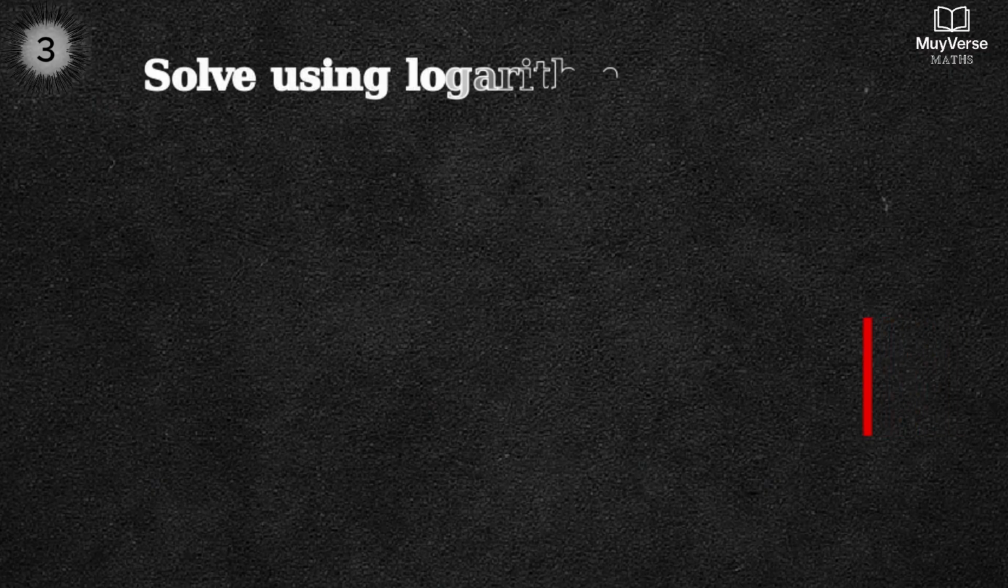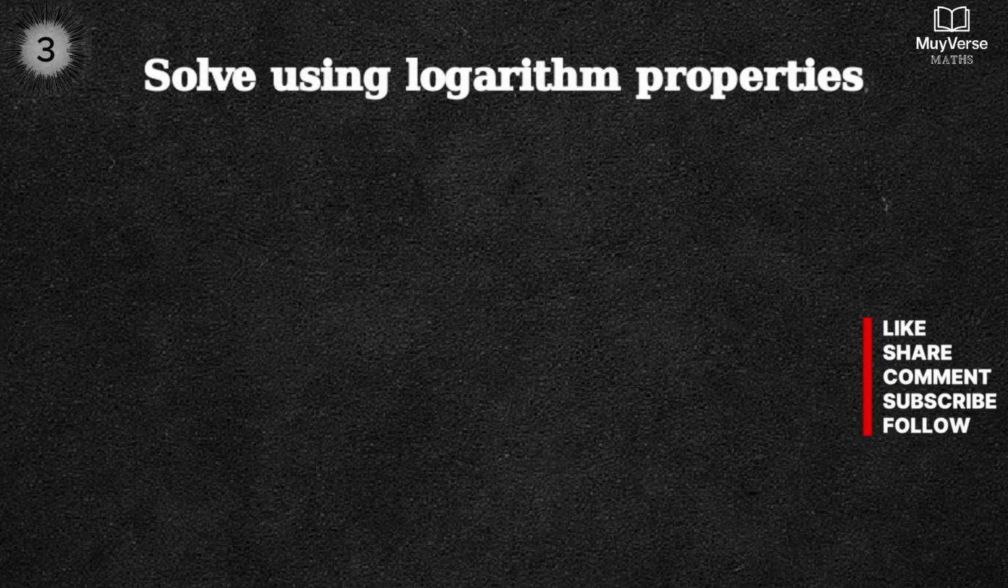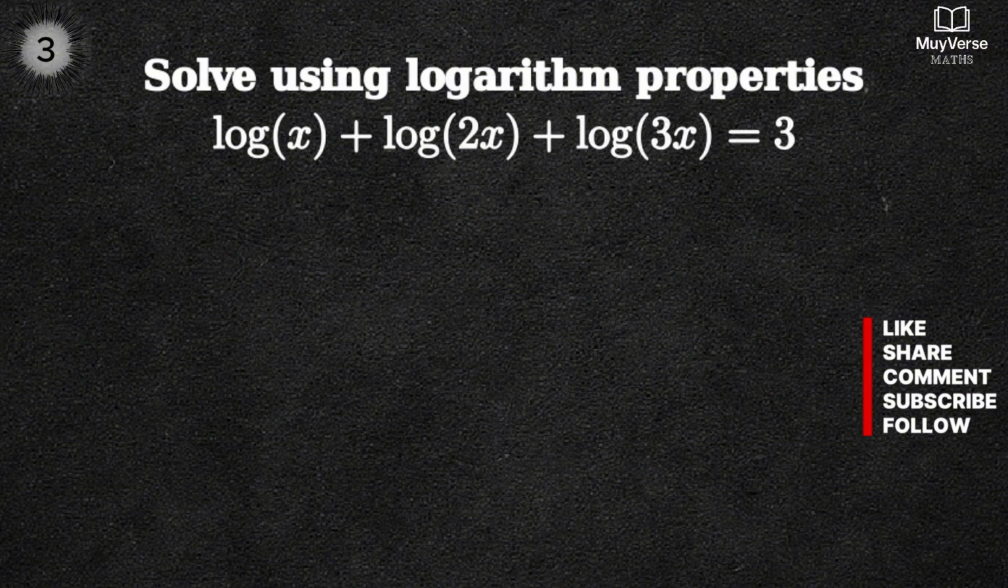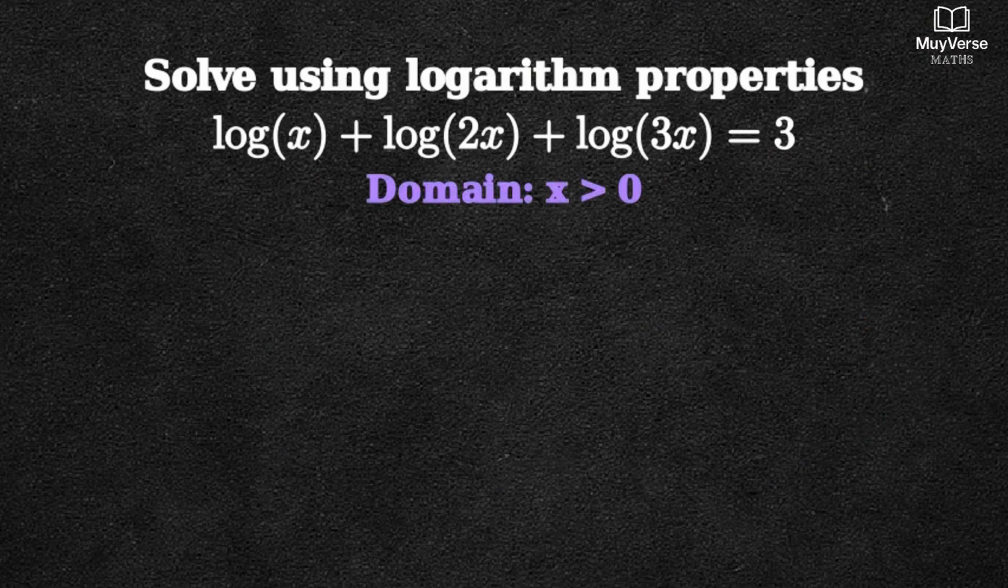This is a great problem that uses properties of logarithms. We will solve log of x plus log of 2x plus log of 3x equals 3. We will go carefully, step by step, and not skip anything. Before we combine logs, remember the domain rule. For common logarithms, the input must be positive, so x must be greater than 0.